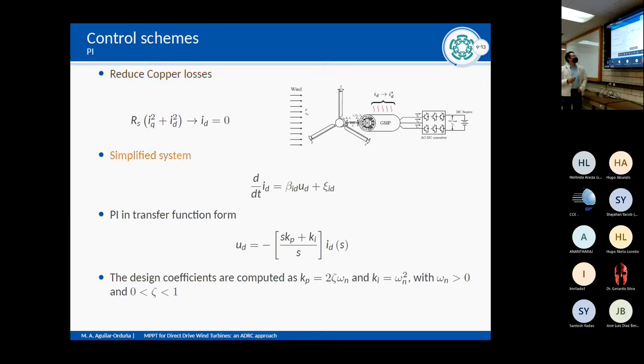So from the simplified model of the system, we propose a PI controller where the design coefficients are computed like this to ensure asymptotic stability of the controller to regulate the ID current towards zero.